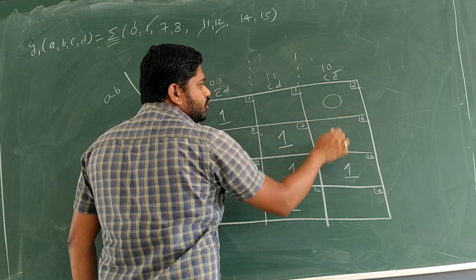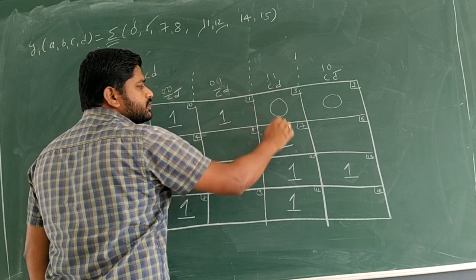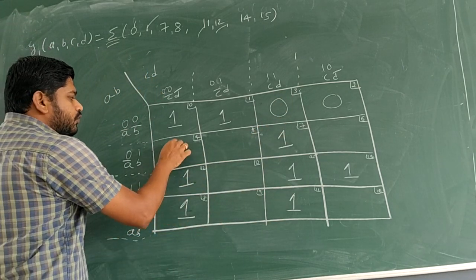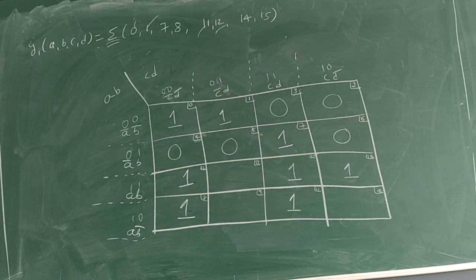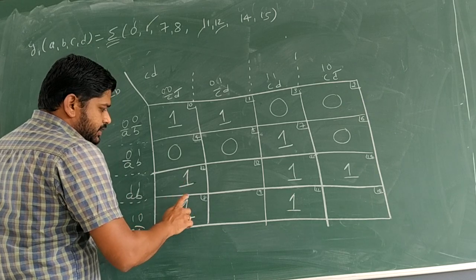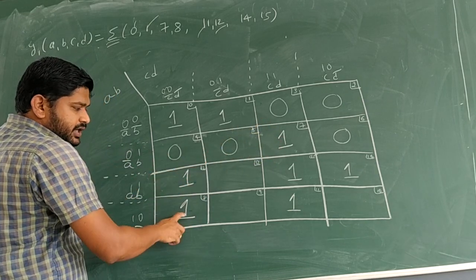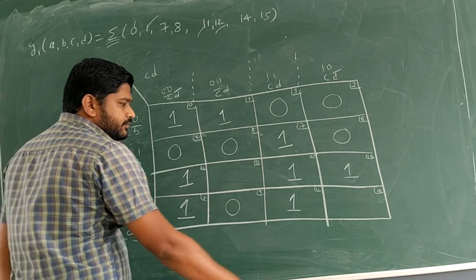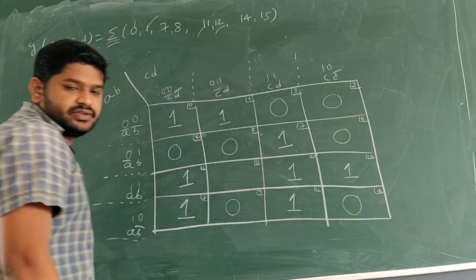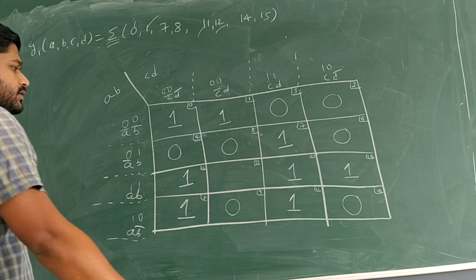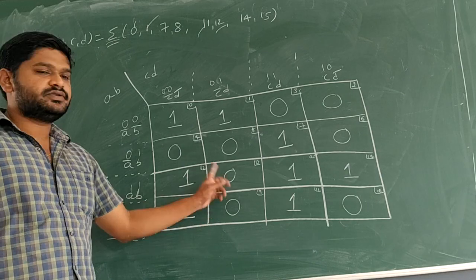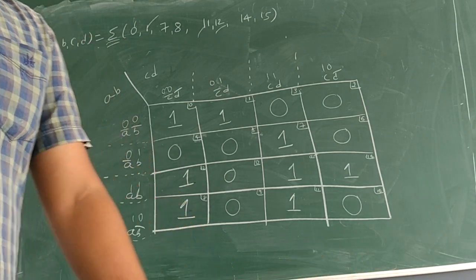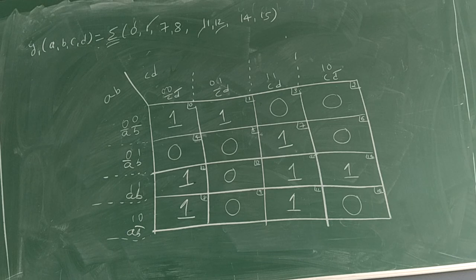Non-given cells should be filled with 0. 2 and 3 are not given, 4, 5, 6. Then comes 7, which is given, so 1. 8 is given, so 1. 9 and 10 are not given, hence 0. 11 is given, so it is 1. 12 is given, so it is 1. 13 is not given, hence it is 0. So this is compulsory, don't forget to fill in the zeros. Now try to get the covers.